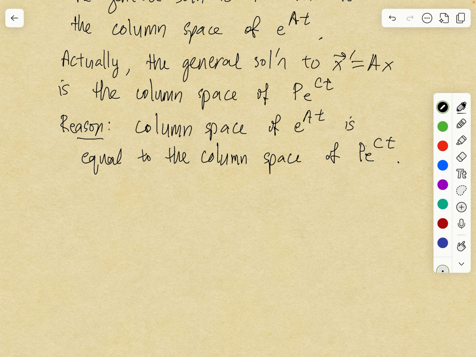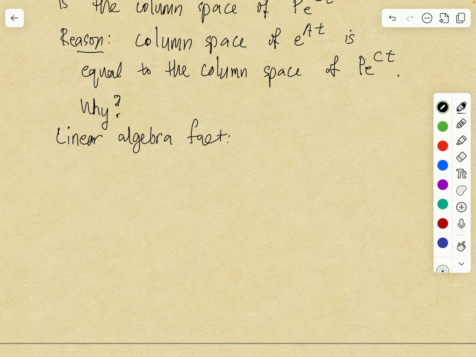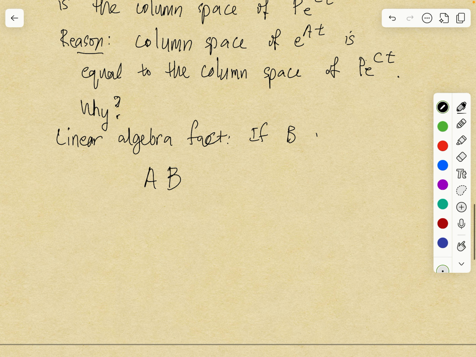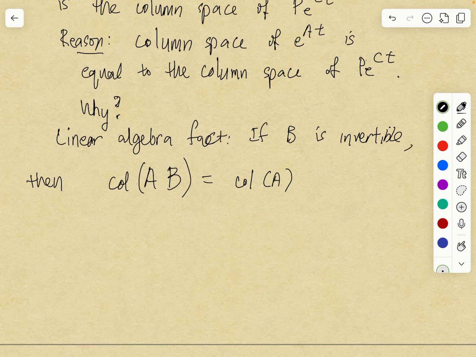Now, why is that true? That has to do with a general linear algebra fact. If you have a matrix A and a matrix B, and B is invertible, then the column space of AB, the span of the columns of AB, is equal to the column space of A.